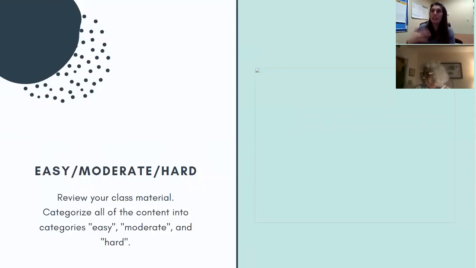For concepts, key terms, vocabulary, main ideas, sections, chapters that you feel okay about, not like great, but you feel all right about it, go ahead and write those down in the moderate column. And then for concepts, key terms, main ideas, chapters, sections that you know that you need to learn more about, you don't know that material, go ahead and write it down in the hard column.